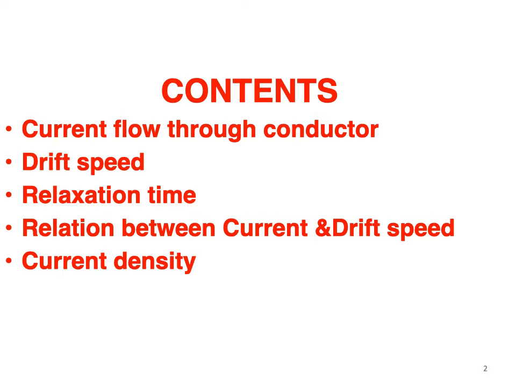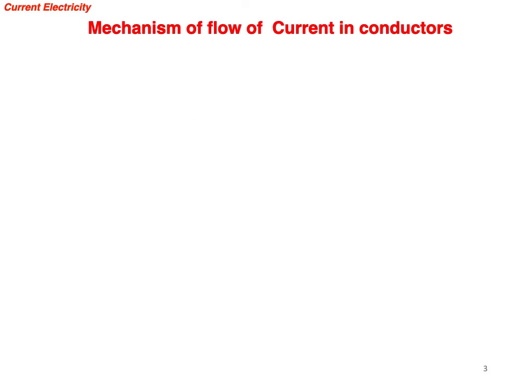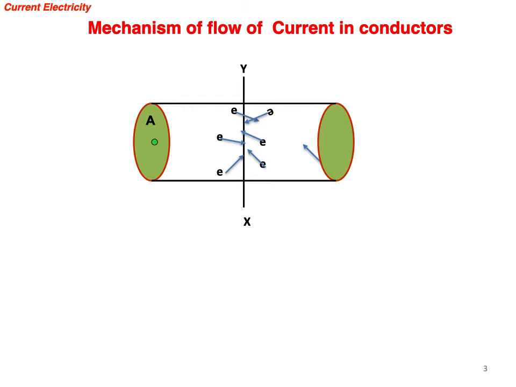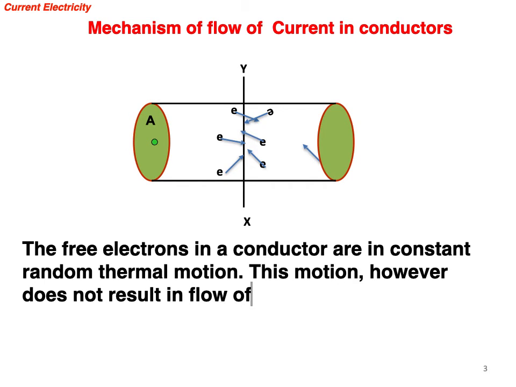We have to see the mechanism of flow of current in a conductor. How does the current flow through a conductor? For the purpose, let's consider this diagram. Every conductor has free electrons in it. The electrons are in constant random motion. This random thermal motion, however, does not result in flow of current.